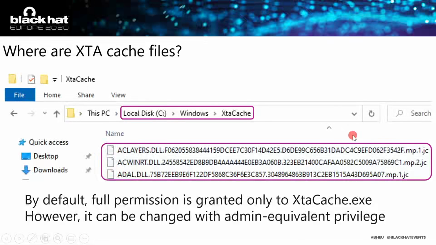Where are XT cache files? We can find XT cache files in the system root XTA cache directory. As you can see, there are several XT cache files in this directory. By default setting, full permission is granted only to the XT cache service. However, with admin equivalent privilege, we can change the directory's permission to another owner. So after changing the directory's permission, we can read and write XT cache files in this directory.